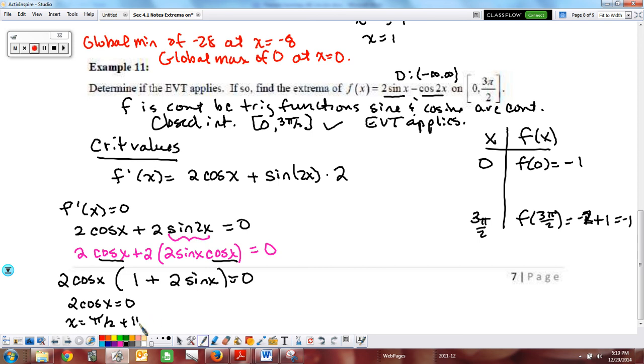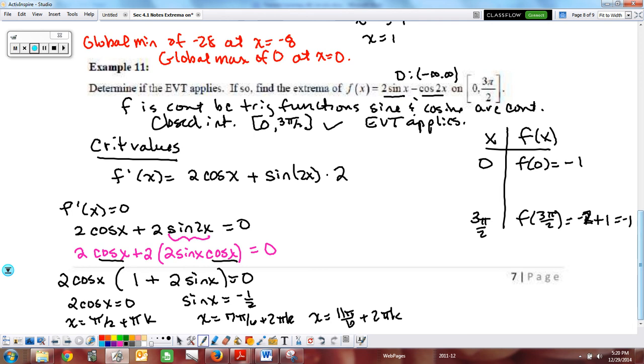y-axis quadrantal. And then we have sine of x would equal negative 1/2, subtract 1, divide by 2. Sine of x equals negative 1/2. If you are in quadrant 3, that would be at 7 pi over 6 plus 2 pi k, and x equals 11 pi over 6 plus 2 pi k.